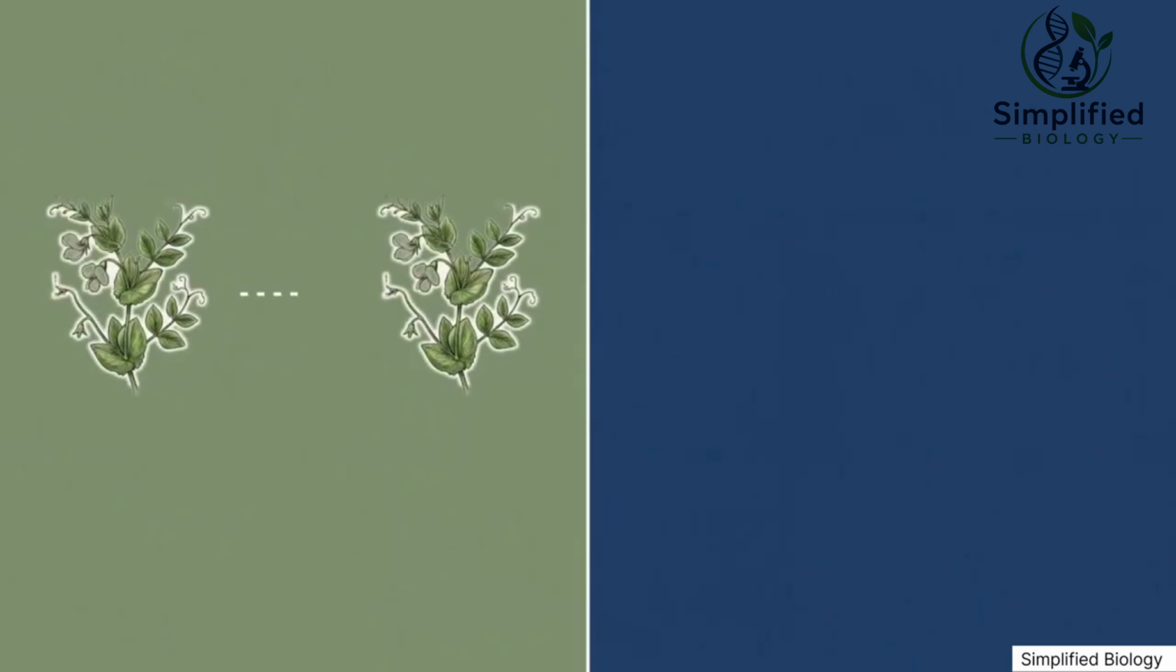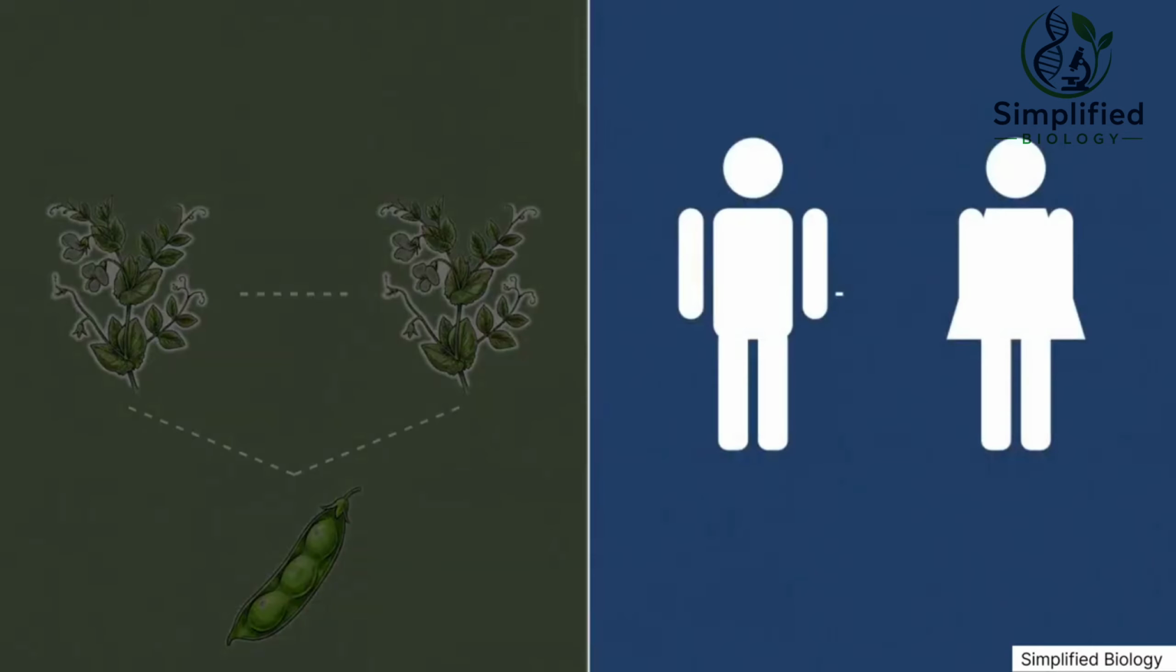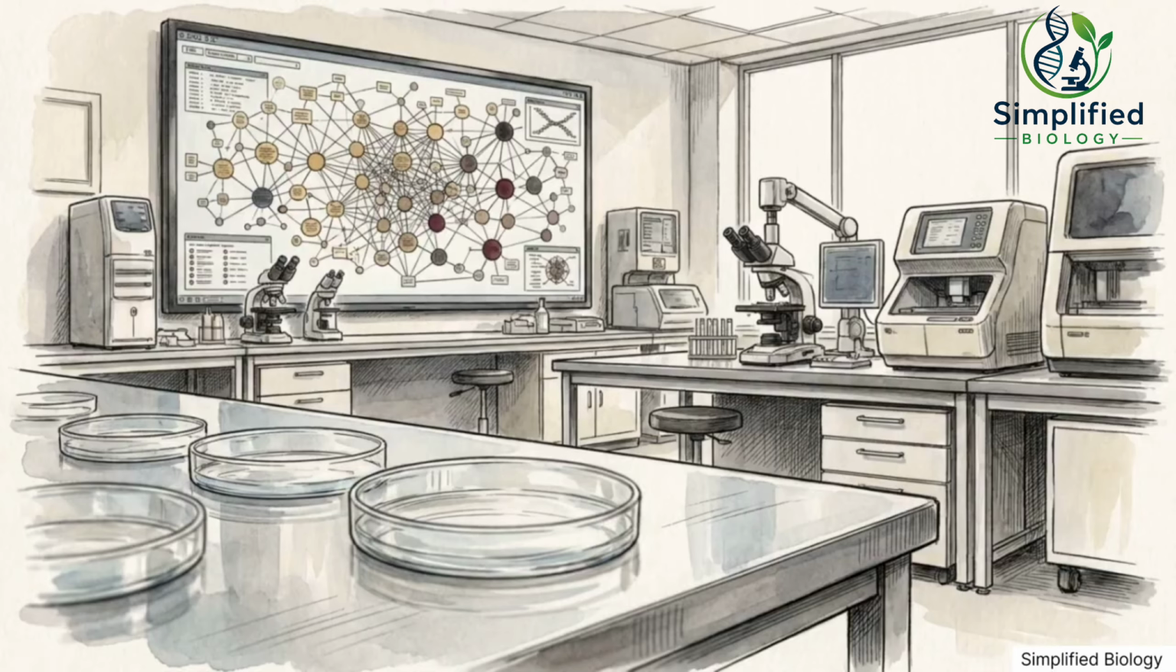In agriculture, researchers can easily set up controlled breeding crosses in pea plants to test genetic theories. Doing that with human beings is ethically and biologically impossible. Because we cannot manipulate human reproduction in a lab, researchers needed a completely different approach to track our genetic history.